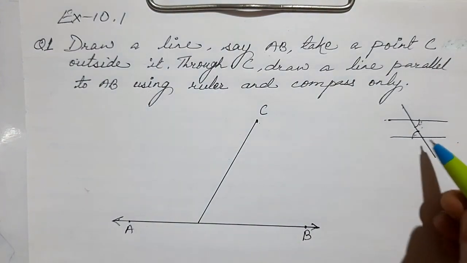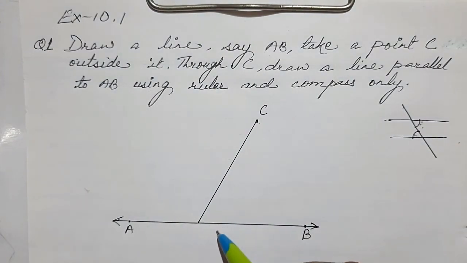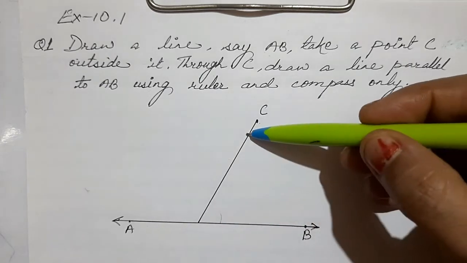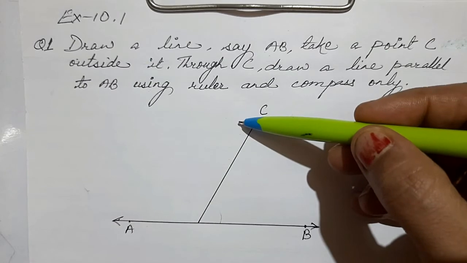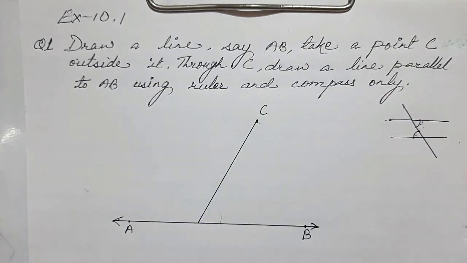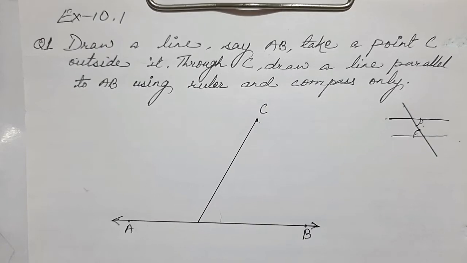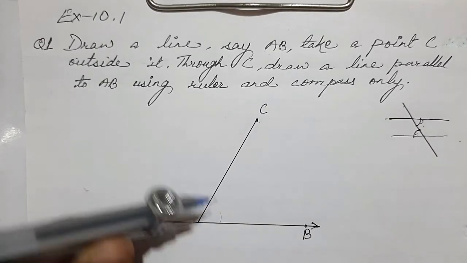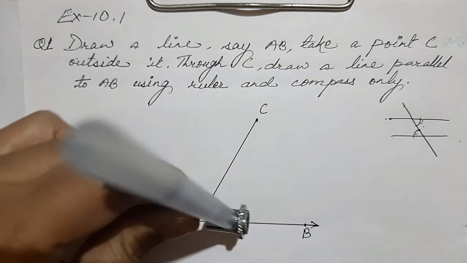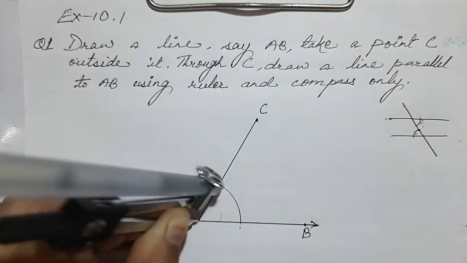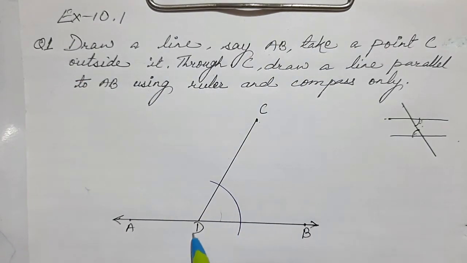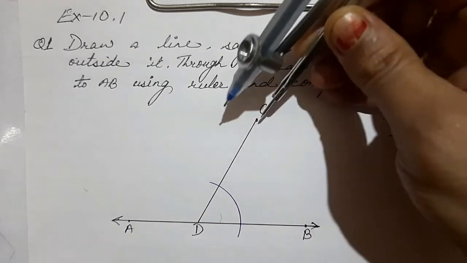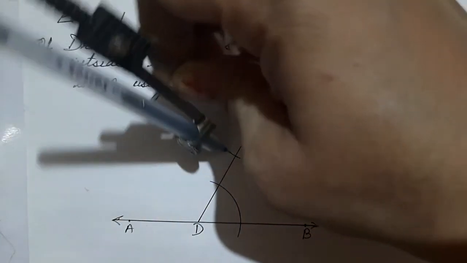Now, if I am making one angle this side, suppose this is my angle, then its alternate interior angle will be on this side. Now, if I make these two angles equal, then the line going through C will be parallel to AB. So, let me construct an angle. I have taken, say, this is my point D. With the same arc, I will be making the first angle from point C.